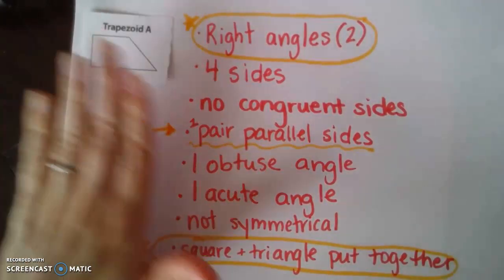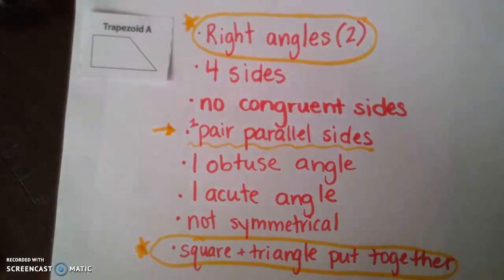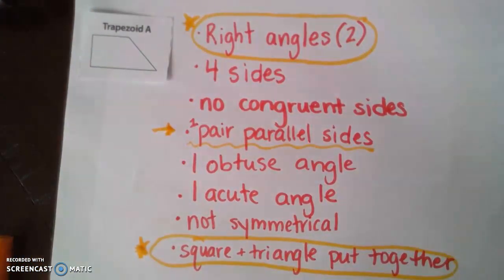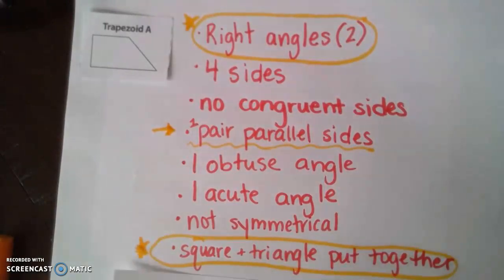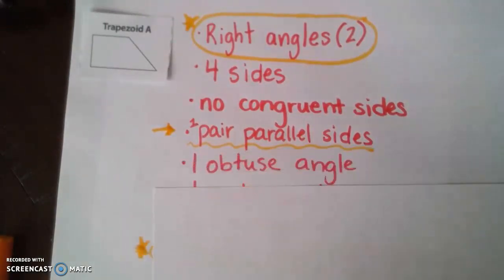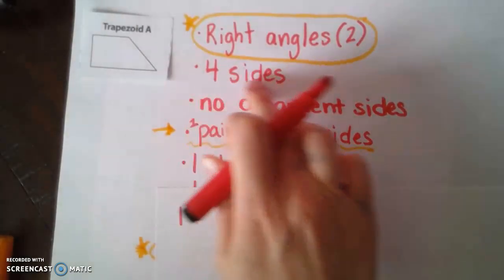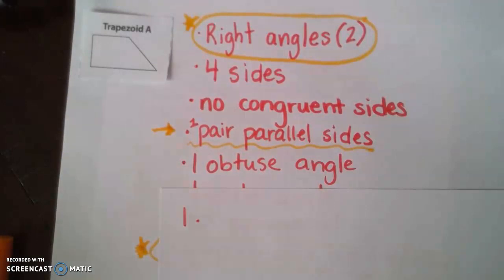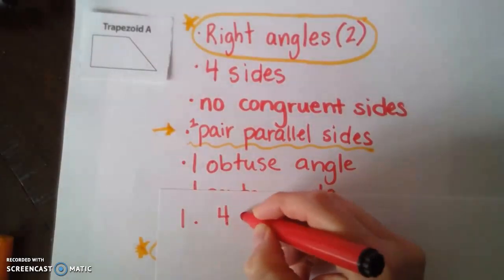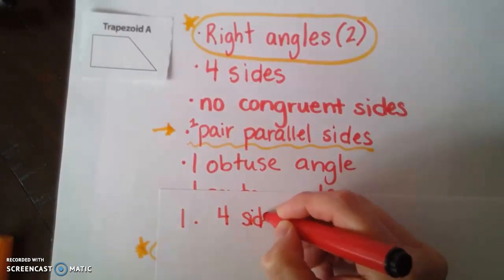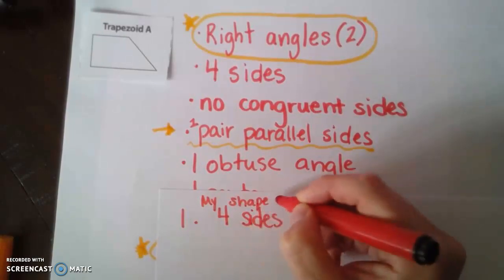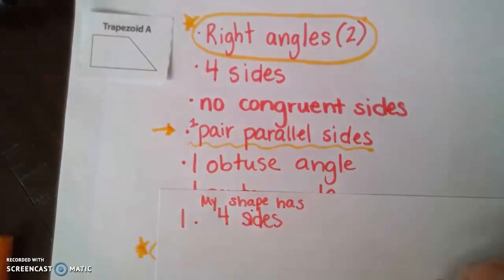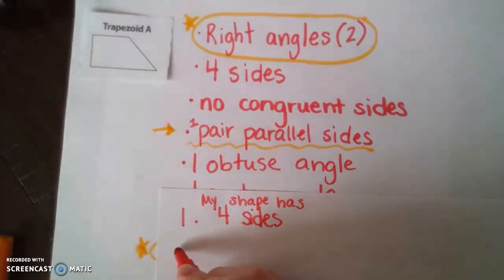Now what we can do is come up with some clues that we want to start with. Using some of the notes that I took, I'm going to come up with what I think is my first draft of clue number 1. We just said maybe clue number 1 would be 4 sides. That's so broad. So: my shape has 4 sides.